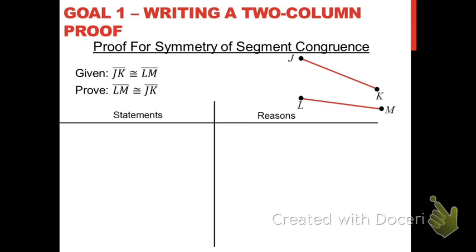Now, the first step in any proof is pretty simple, to be honest. You always start off by stating that one of your given statements is true. If you have more than one, then you pick one of them. And the first thing that we know here is that segment JK is congruent to segment LM. So I'm going to write that there.